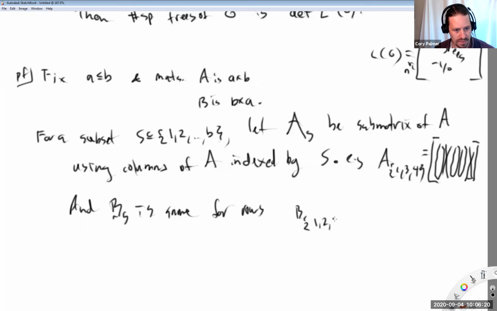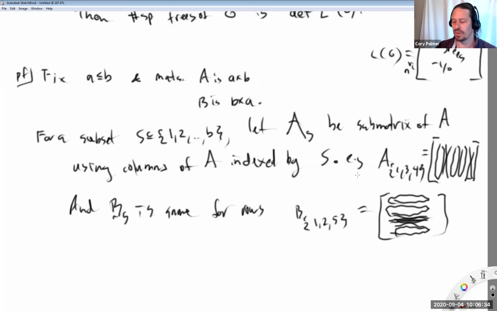1, 2, 5 is going to be the result of keeping rows 1, 2, and 5. So I keep row 1, I keep row 2, I delete 3 and 4. Okay, that's not so clear. 3 and 4, and keep 5. Okay, so if I write down an arbitrary matrix sub S, it's not clear whether I should be taking rows or columns. How do I distinguish these two?